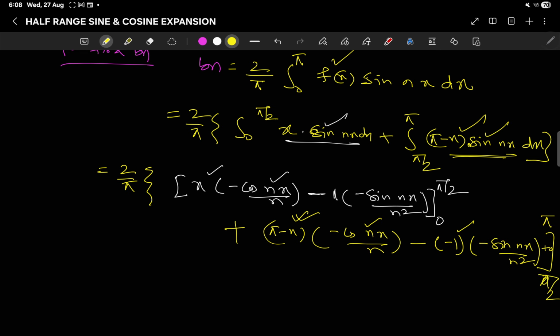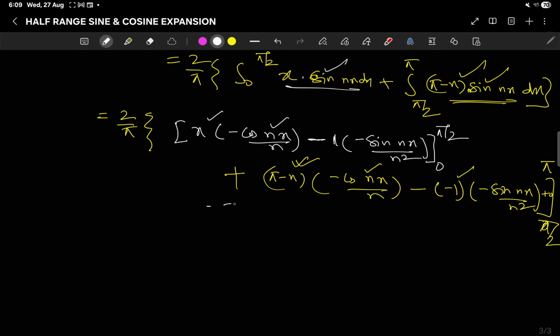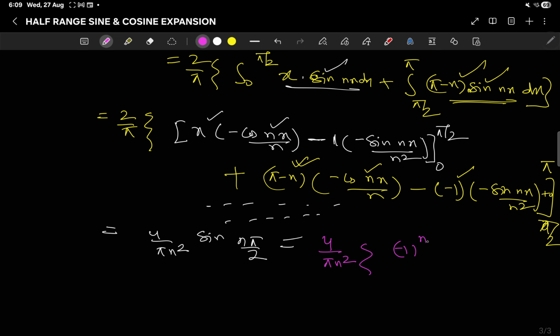Okay, now you simplify. If you simplify it, it will give you 4 by pi n square sine n pi by 2. Okay, so this is equal to 4 by pi n square minus 1 to the power n minus 1 by 2, n equal to odd and 0, n equal to even, or you may simplify it.